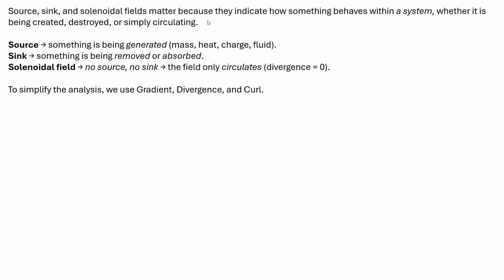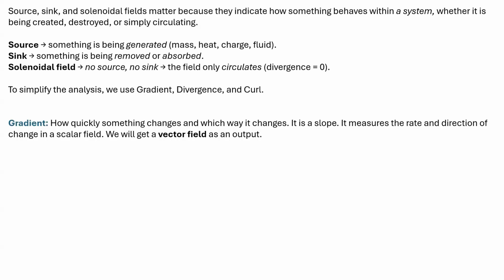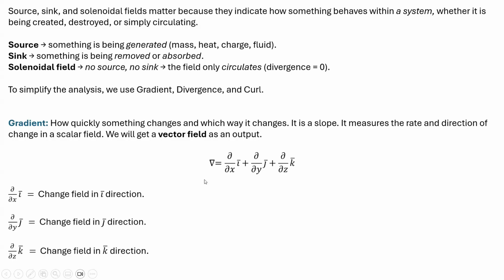Now, we will talk about gradient. What does gradient mean? It means how quickly something changes and the direction of that change. It is like a slope, and it measures the rate and direction of the change in a scalar field. As an output for gradient, we always get a vector field. This is how we define gradient. This is the nabla operator, and this is partial differentiation, which we covered last week.